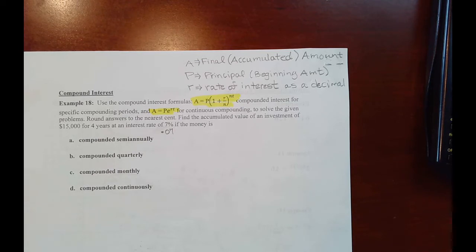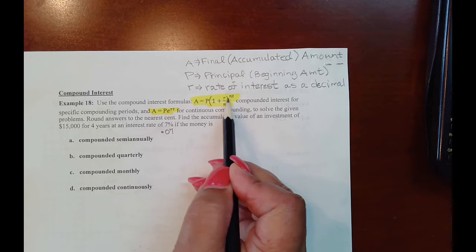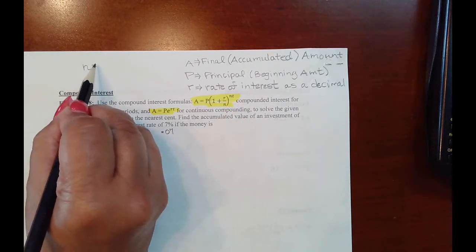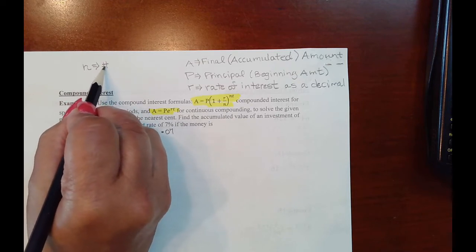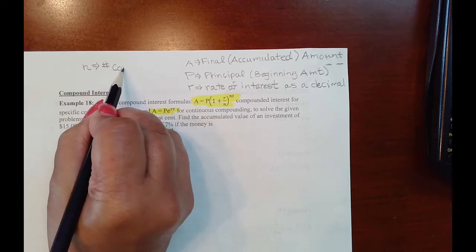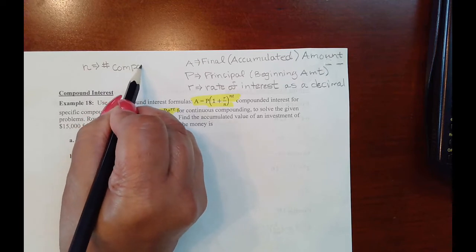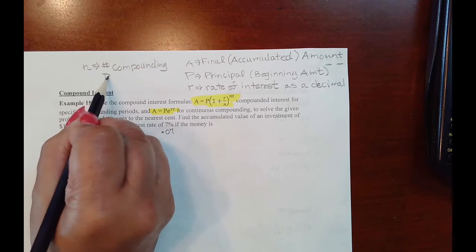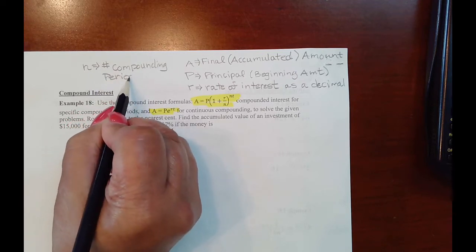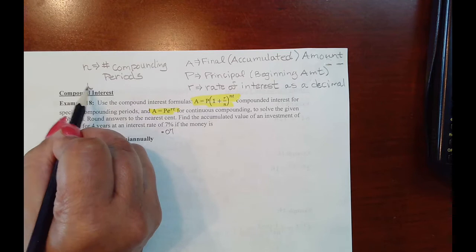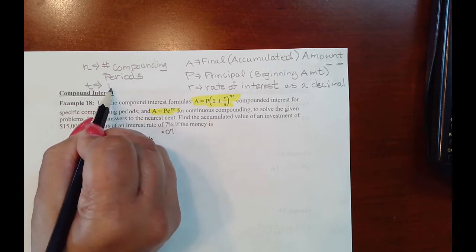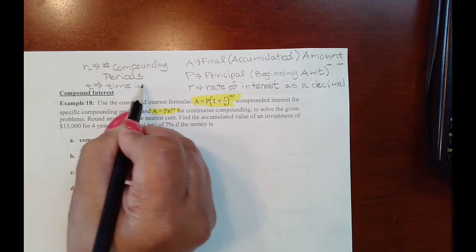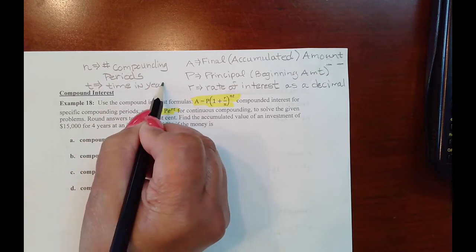Okay, the N that you see here, as well as part of the exponent, is the number of times that you get interest, which is also known as the number of compounding periods. And then the T that you see there is just time in years. It's how much time you're leaving your money in the account.